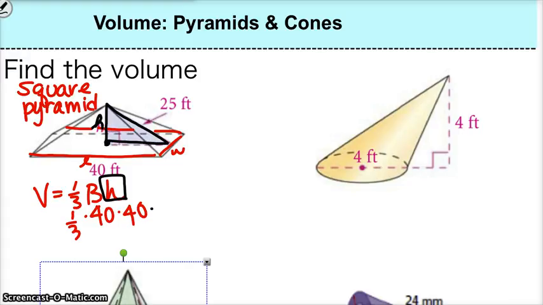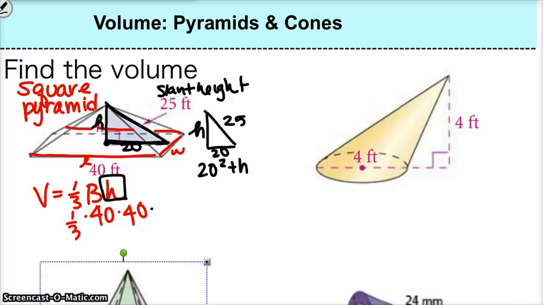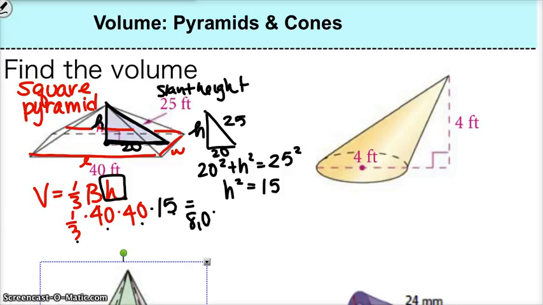The length from the center over to the side is 20. It's half of that whole 40. And they gave us that the slant height is 25. So I'm going to use this particular triangle, this 20, this height, and this 25, to set up the Pythagorean theorem. Let's see, double check all of my calculations, but I'm pretty sure that it's going to be 15. So grab your calculator, 1/3 times 40 times 40 times 15 should end up with 8,000. And we're in feet to the 3rd power.